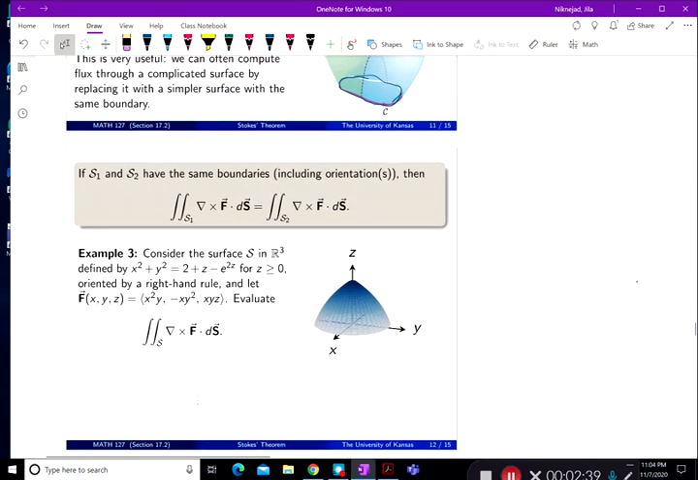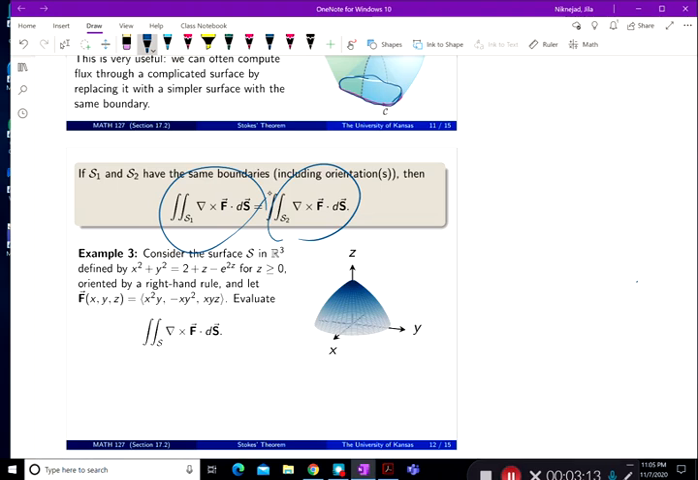Now, how does this make our lives a little bit easier? We basically swap a surface for another, easier to compute surface. And so if S1 and S2 have the same boundaries, including the orientation, then the surface integral of the curl of F over S1 is equal to the surface integral of the curl of F over S2.